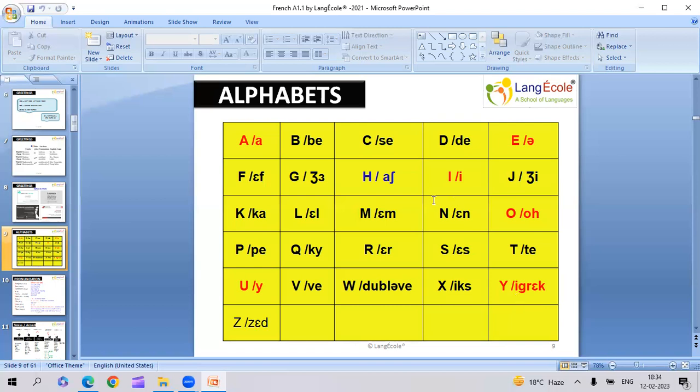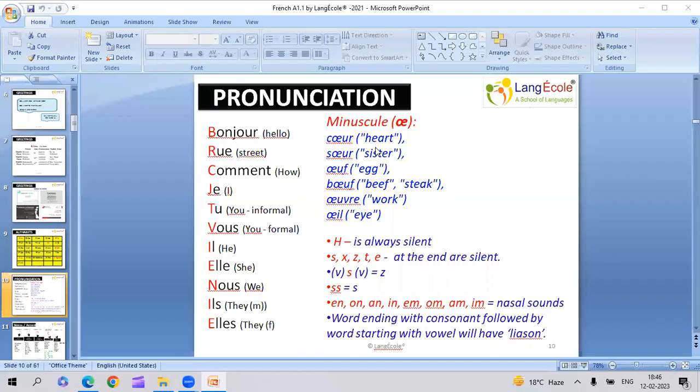I'll stop the recording here for some time. Now, you guys practice these alphabets a few times first, and then we'll move further. Where is the recording? Okay, this meeting is being recorded.